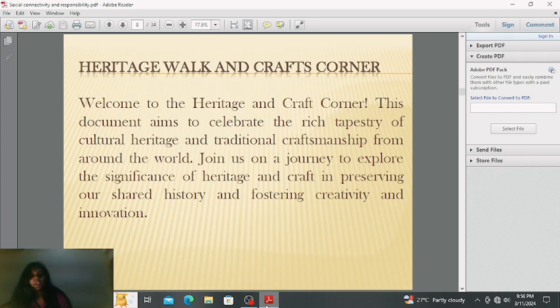So the first one is Heritage Walk and Craft Corner. So what is Heritage Walk and Craft Corner? First, let me welcome you to Heritage and Craft Corner. My presentation will help you celebrate the rich tapestry of cultural heritage and traditional craftsmanship from around the world. The Heritage Walk also helps us to join a journey and explore the world. It helps us to explore the significance of heritage craft in preserving our shared history, fostering creativity as well as innovation.